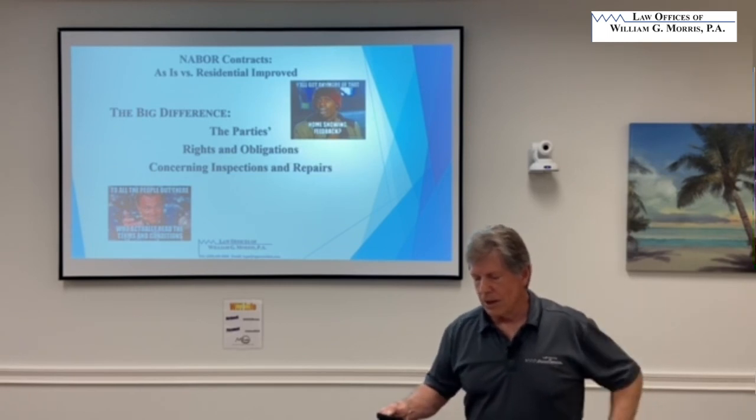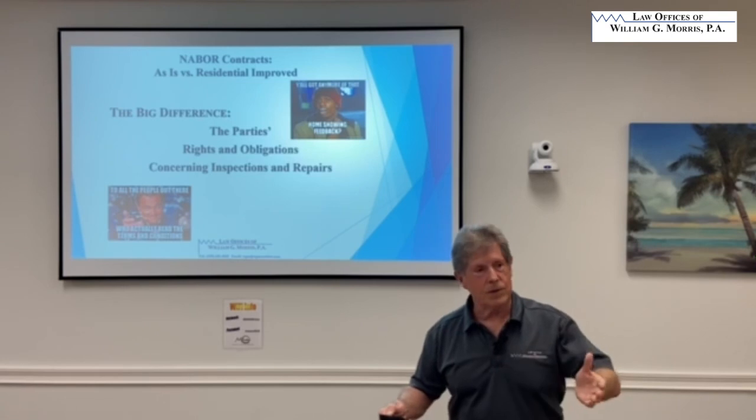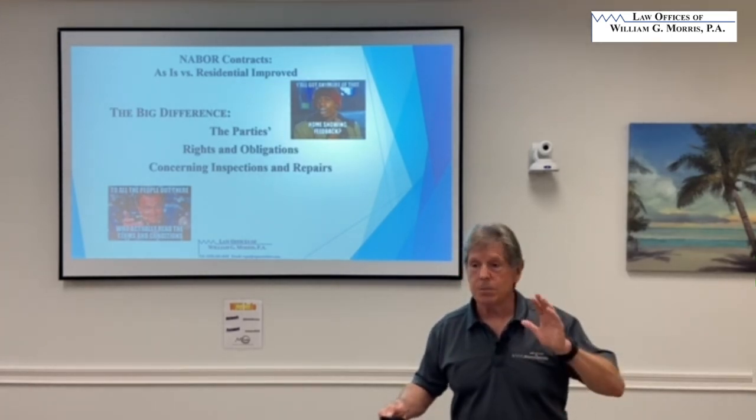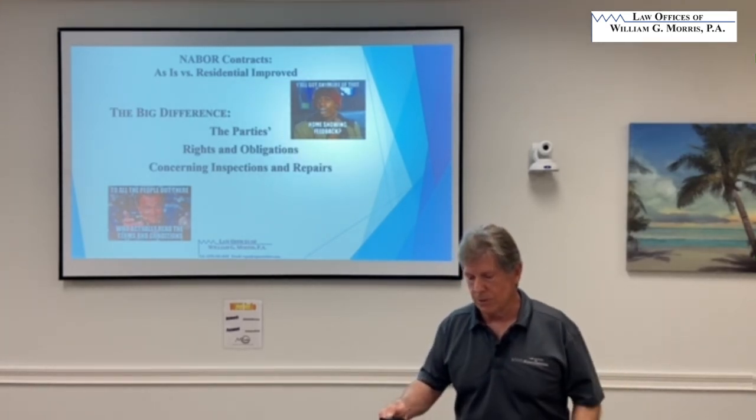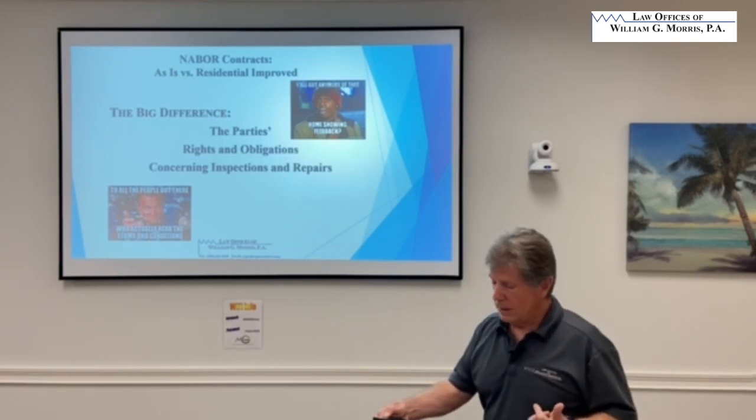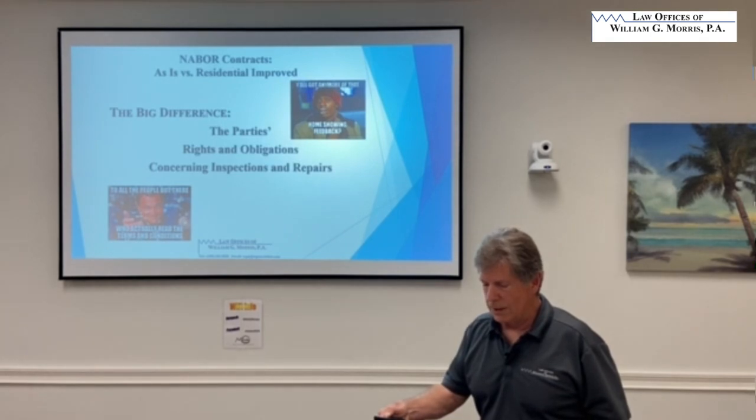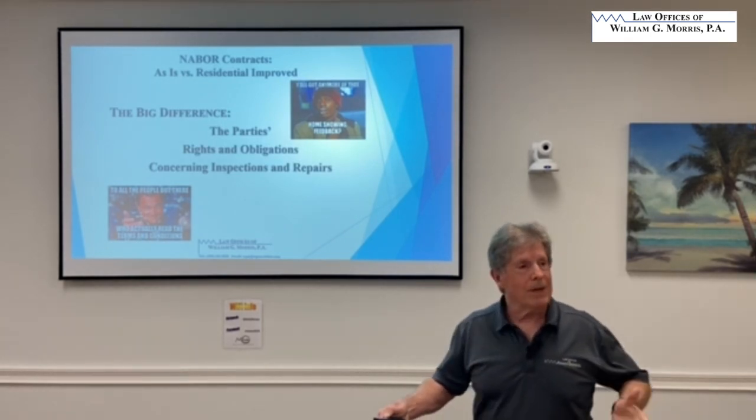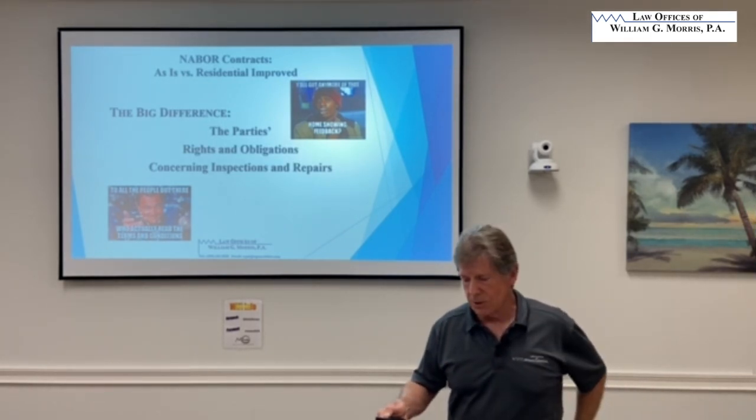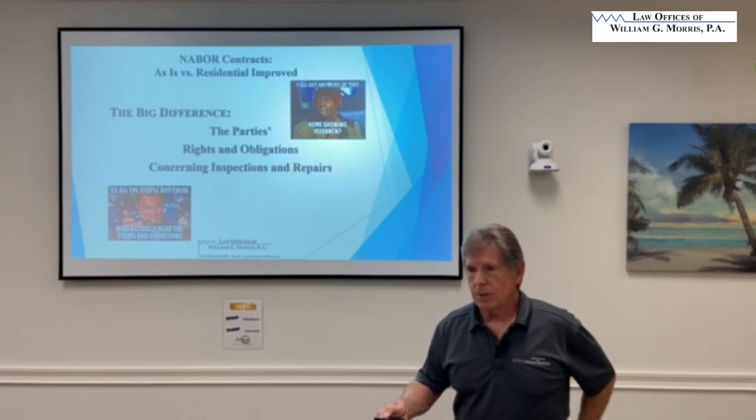Now, what else does the seller warrant in connection with the contract, even if it's an as-is or a residential improved? Under 2, the seller warrants that the seller has no knowledge that the property has wetlands or of the property not being suitable for residential use. So keep that in mind.